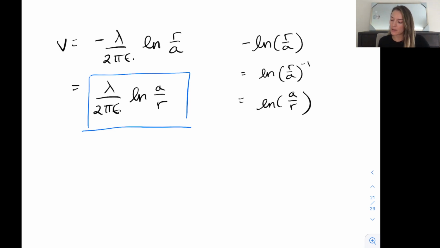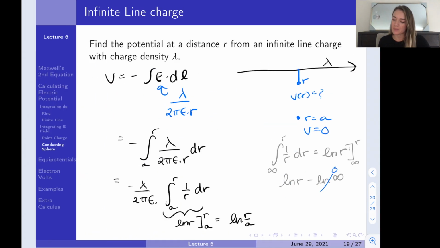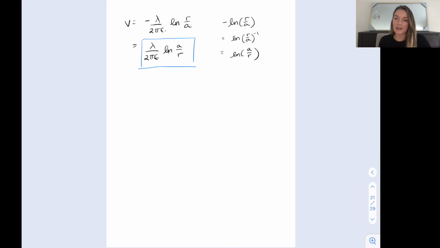And writing it as a positive is just a little bit better, because we expect the potential when we're closer to a positive charge to be positive. So that's why I just moved that negative sign in there.